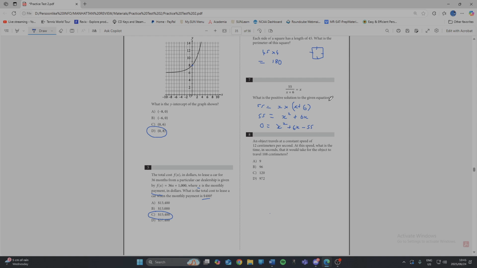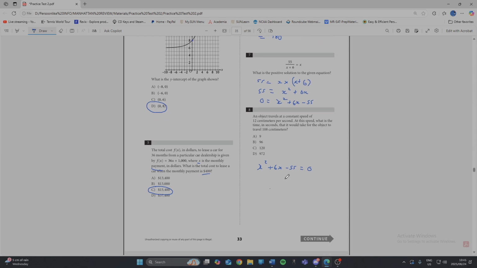Okay, so this is just a normal quadratic equation. So we would do it under here. I presume that most of you watching this would know how to do a standard quadratic equation. So let's write it down under here. So let's say x squared plus 6x minus 55 equals 0.